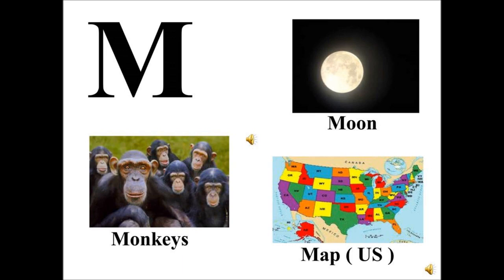M, m, moon. M, m, monkeys. M, m, map. Let's spell moon. M-O-O-N. Moon. Let's spell monkeys. M-O-N-K-E-Y-S. Monkeys. Let's spell map. M-A-P. Map. Monkeys. Moon. Those are M words. Great job. Very good.